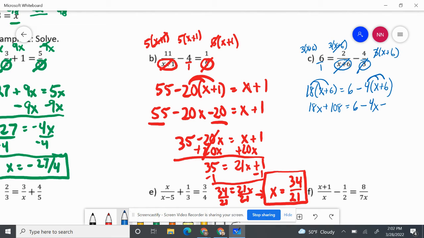4 times 6, negative 24. Remember to distribute the negative. Add the like terms, 6 and negative 24 gives us negative 18 minus 4x. I'm going to add the 4x.